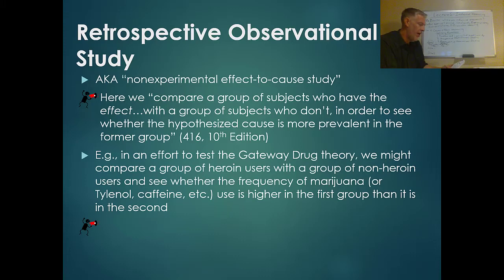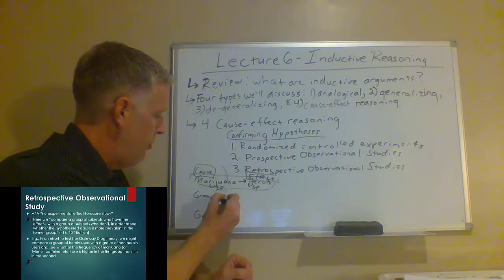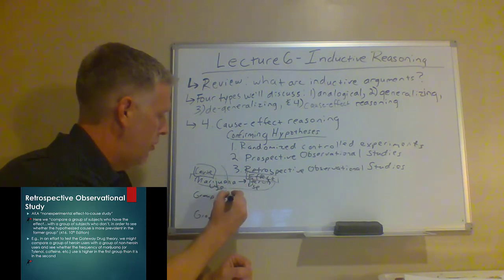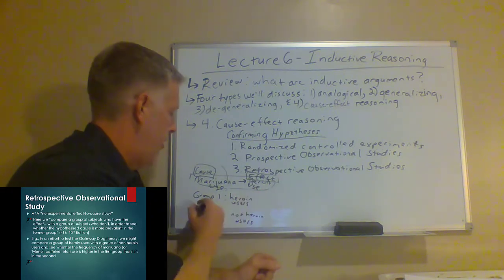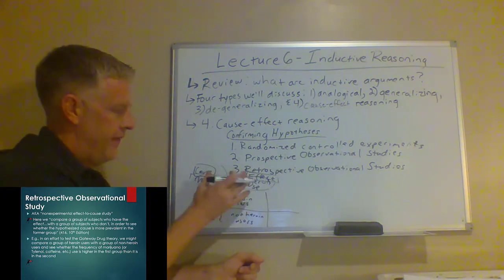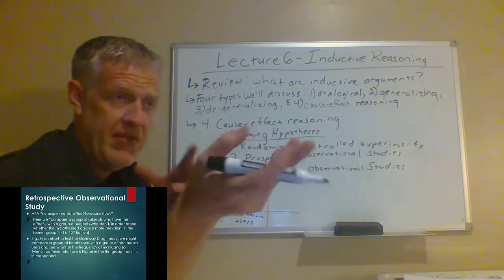Here we, quote, compare a group of subjects who have the effect with a group of subjects who don't, right? So in one group, they're going to have the effect. They're going to have used heroin, while the other group will not have the effect or will not have used heroin, in order to see whether the hypothesized cause is more prevalent in the former group. So going back to our gateway drug theory example, group one would be people who have used heroin. Group two would be not heroin users. Okay. So we started with the supposed effect in this cause-effect relationship.